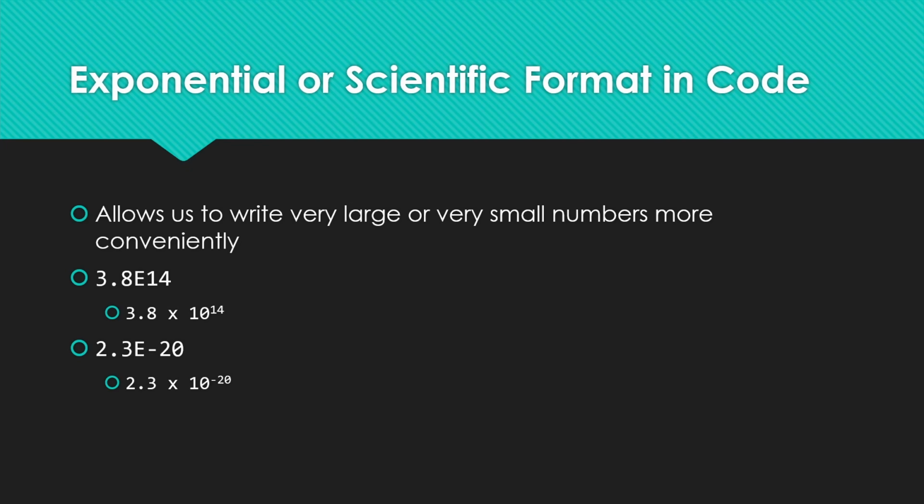We can write exponential or scientific format in code. This can sometimes be really helpful if we're dealing with very small or very large numbers. The way that works is we're going to replace that times 10 with an e. So 3.8E14 is 3.8 times 10 to the 14th. Now we are writing in base 10, so that is times 10 to the 14th, as you would generally expect. 2.3E-20 would be 2.3 times 10 to the minus 20. So if you're needing to deal with these very large or very small values that you might find, say, in a scientific application, you can do that much more easily by using this exponential format.